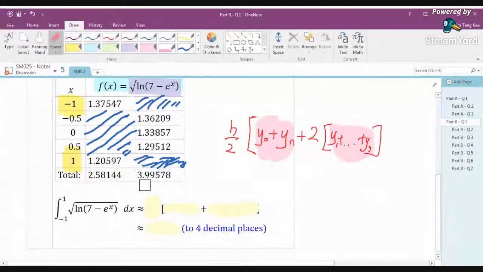The middle value, 3.99578. And by the way, we substitute according to this formula. First, h over 2, 0.5 divided by 2. The sum of the first and last value, 2.5 something, plus 2 times the middle. This whole thing here, you press on your calculator in one shot and convert into 4 decimal places. That gives your answer.